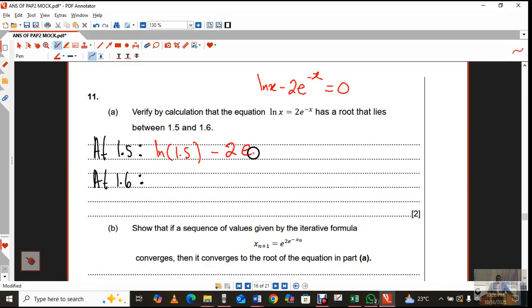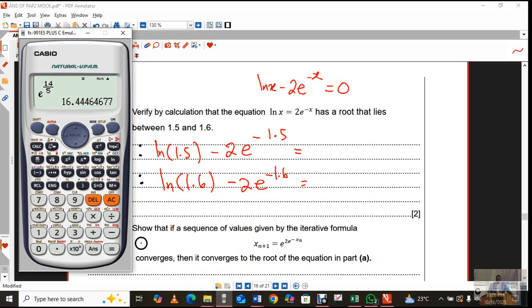Minus 2e to the minus 1.5. See what I get when I use the calculator there. And then the same applies 1.6, that is minus 2e to negative 1.6. If I get opposite signs, okay, values, then I know the root lies between those points. So natural log of 1.5, if there's a change of sign, then the root lies between those points. Minus 2, and then e to the negative 1.5.